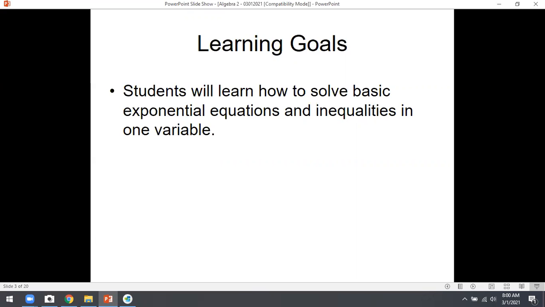Nice thing about exponentials and logs, which come for the next thing, is that inequalities you do the exact same way as you do equations. It's very easy. So if you can solve an equation, you can solve an inequality. It's simple.